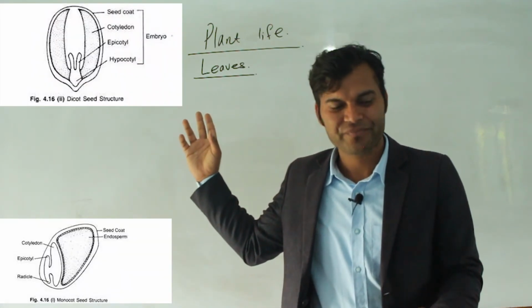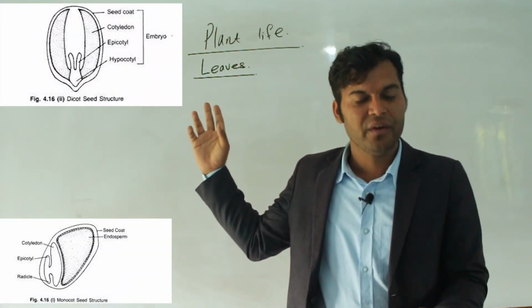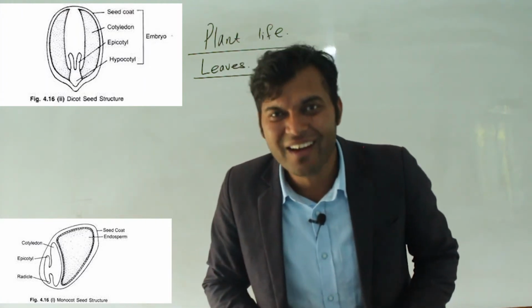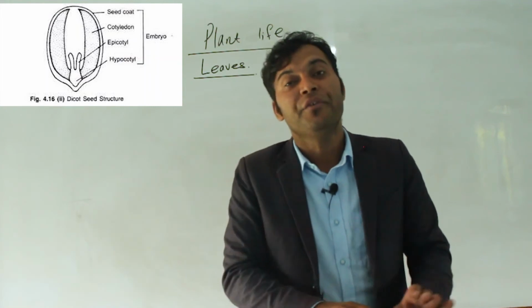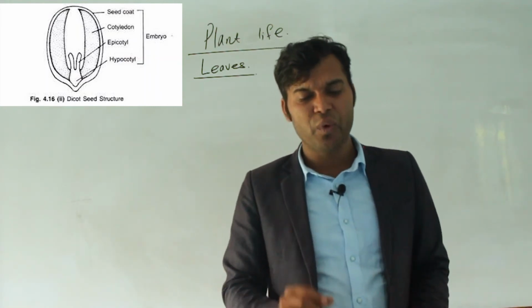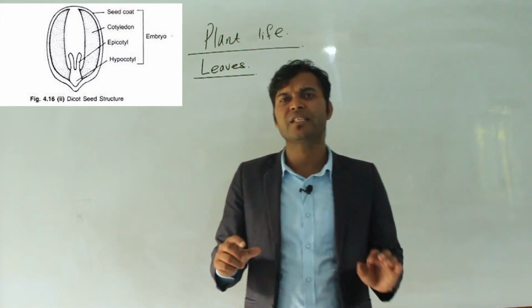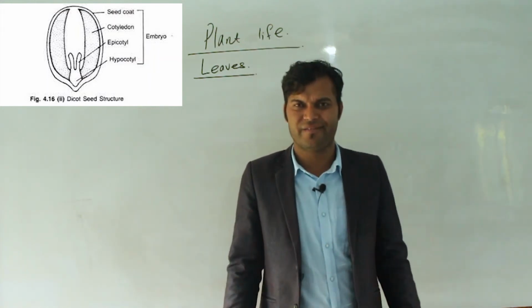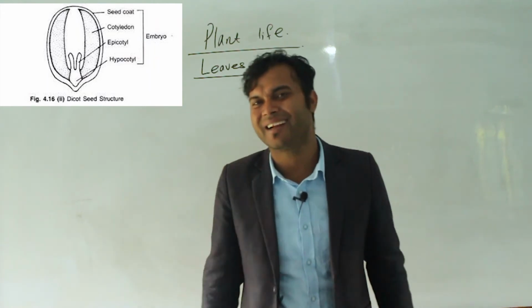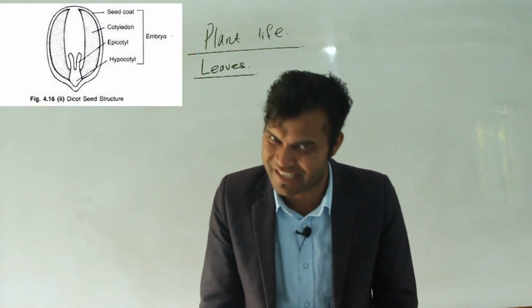One is dicotyledons and another one is monocotyledons. Dicotyledons means those seeds which contain more than one cotyledon. Those seeds which contain 2 cotyledons are called dicotyledon seeds.